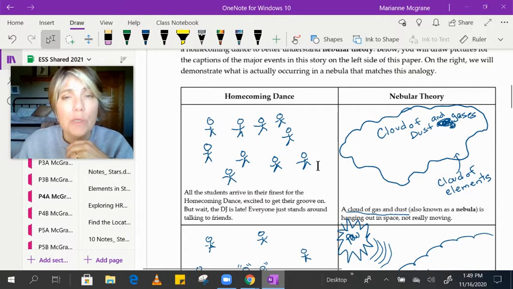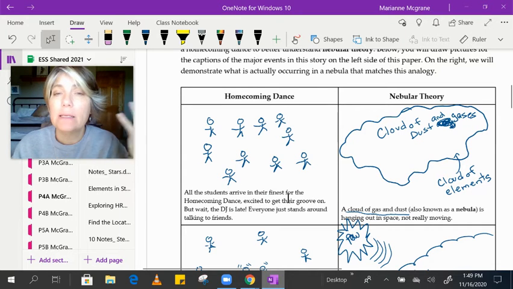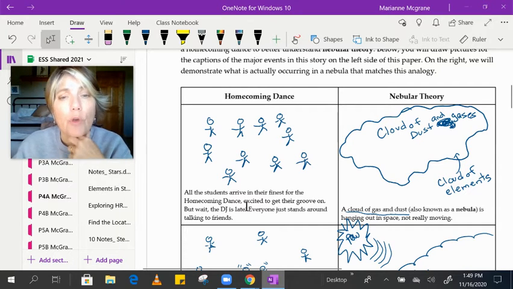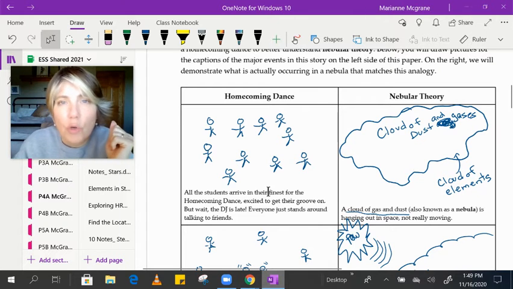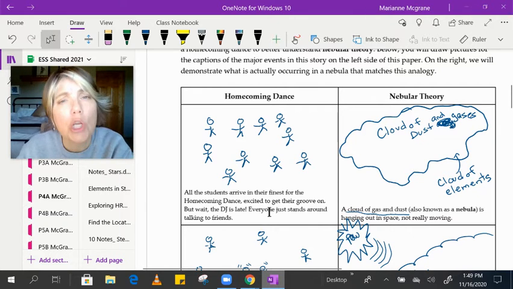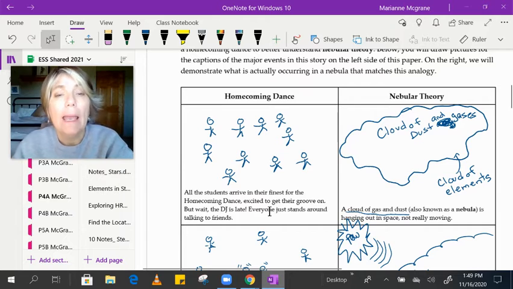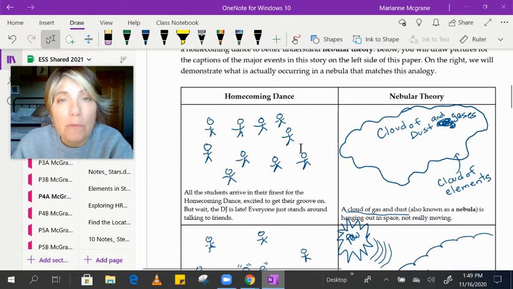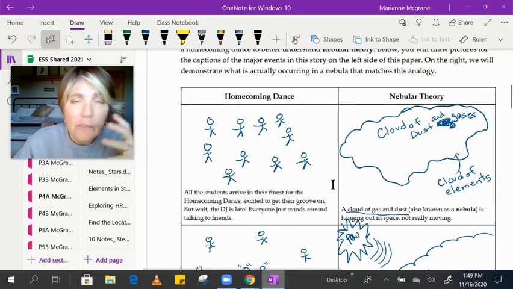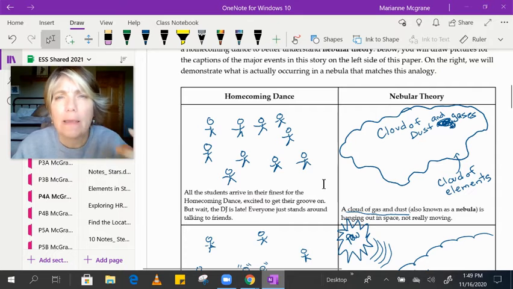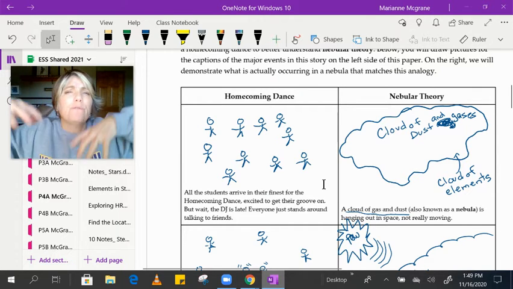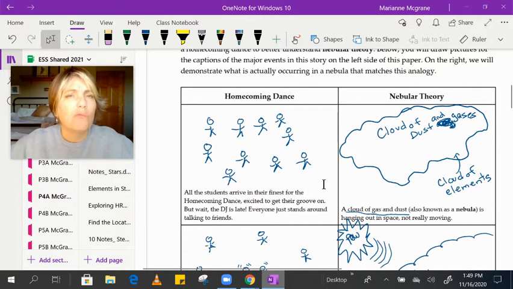So in this particular picture, we said that all the students arrived in their finest clothes for the homecoming dance, and everybody's excited to get their groove on. But wait, the DJ is late. No. And everyone just stands around. So these are people distributed evenly throughout, let's say, our cafeteria area at Liberty. There's nothing yet to start the dance, to get the process going. They're just all floating around, hanging out, waiting for something to begin.